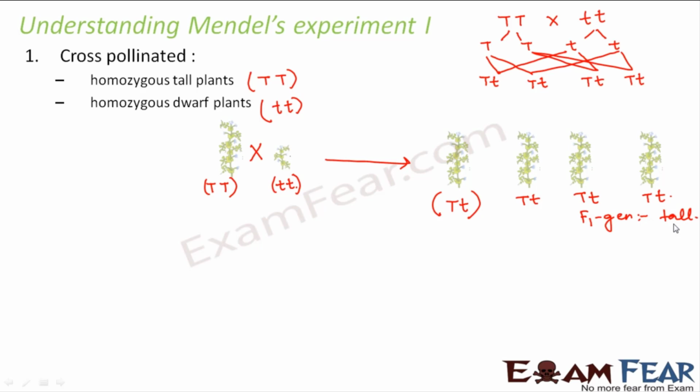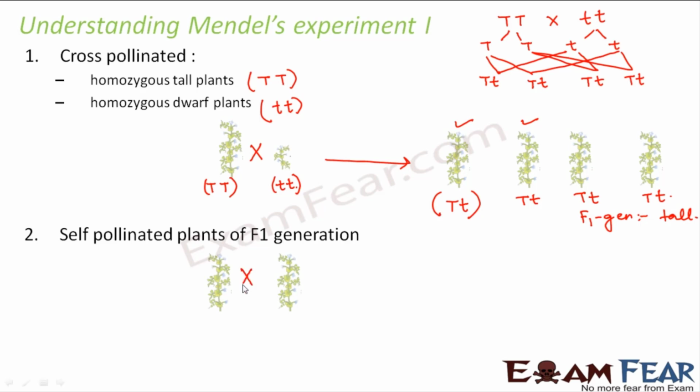Now, what did Mendel do next? He self-pollinated the plants of the F1 generation. So, which were the plants of the F1 generation? They were these plants, capital T small t and capital T small t. When he self-pollinated them, he found that only 3 plants out of 4, I'm just talking about the ratio, only 75% of the plants were tall and 25% of them were dwarf.